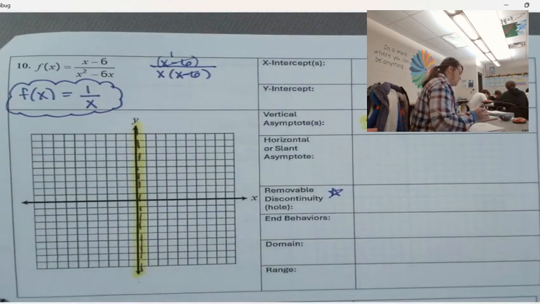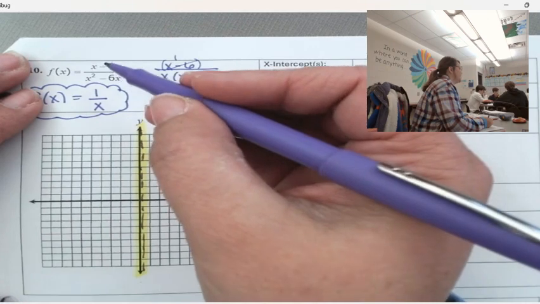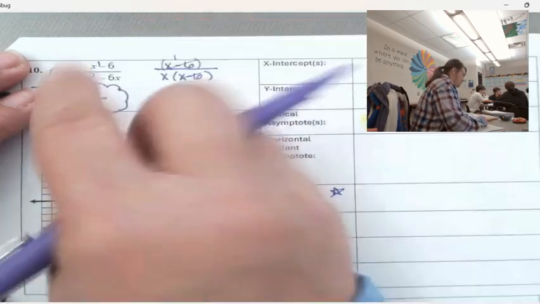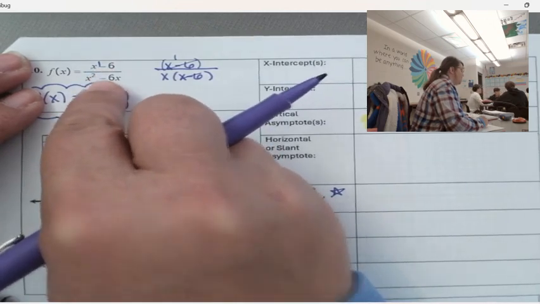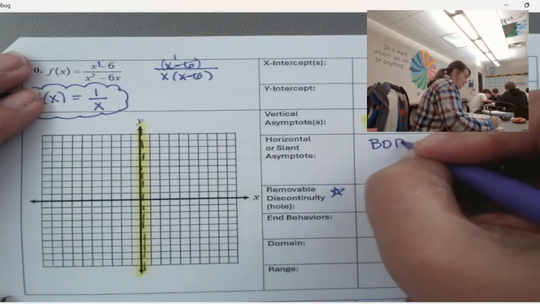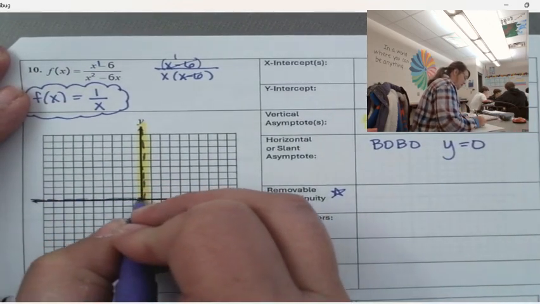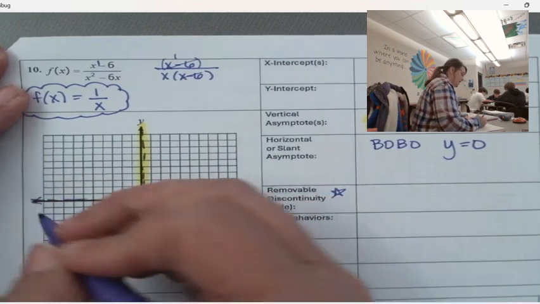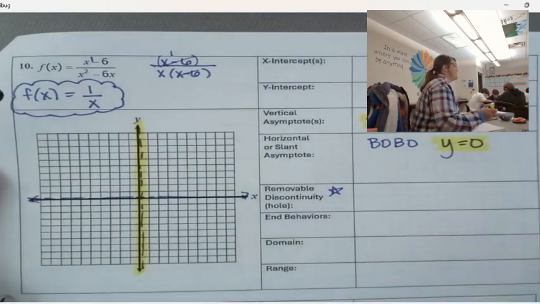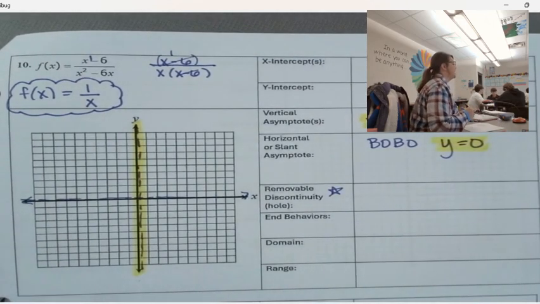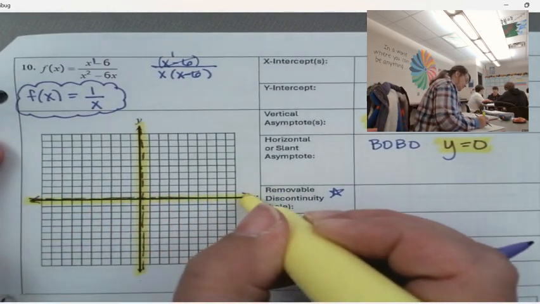Horizontal or slant asymptote. I'm looking at the exponents, guys. And all this should be so fast. You should just look up here and go, this is x to the first, this is x to the second. Am I bigger on top or bigger on bottom? BOBO, bigger on bottom. Bigger on bottom, 0. y equals 0. The x-axis is my horizontal asymptote. If it's BOBO or EATS DC, you do not need to worry about a slant. The only time you worry about a slant is if it's bigger on top, if there is not a horizontal.